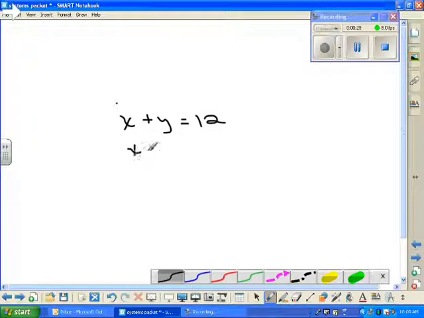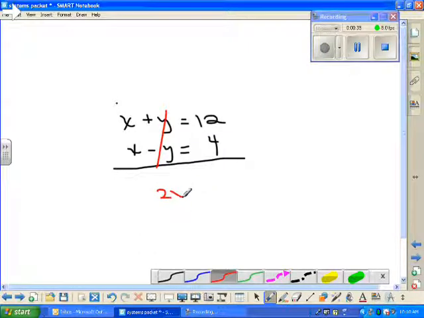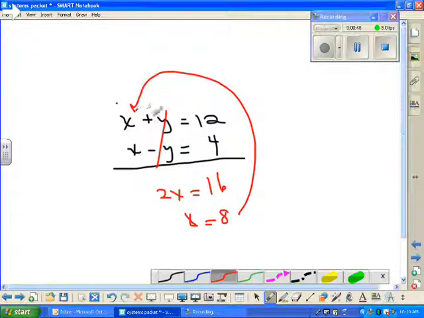x minus y equals 4. The best way it looks like to solve this is by elimination. We can eliminate the y's, leaving 2x equals 16. So our x equals 8. Since we know x is 8, we just plug it into one of them. We'll say 8 plus y equals 12. So what would y be? y would be 4. So the answer is 8, 4 for problem 1.